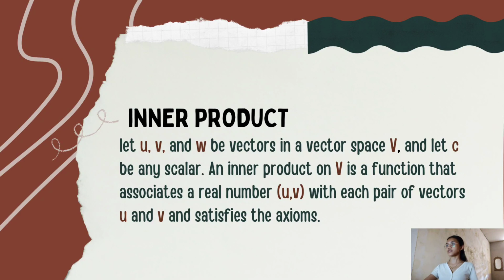Inner product is a mathematical operation that takes two vectors and returns a scalar quantity. It is also known as a dot product or scalar product. We can let here that u, v, and w be vectors in a vector space V, and let c be any scalar. An inner product on V is a function that associates a real number <u, v> with each pair of vectors u and v that satisfy the axioms.